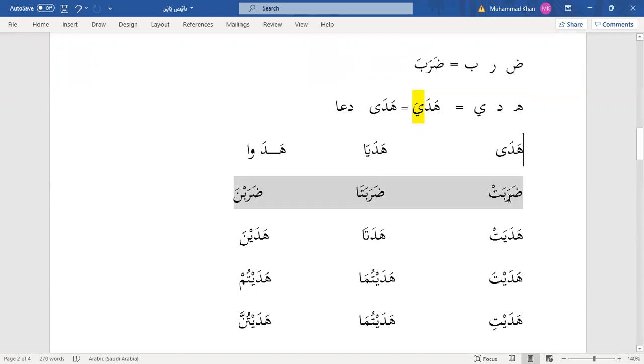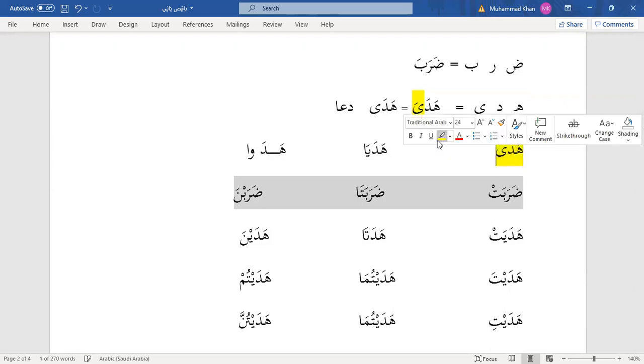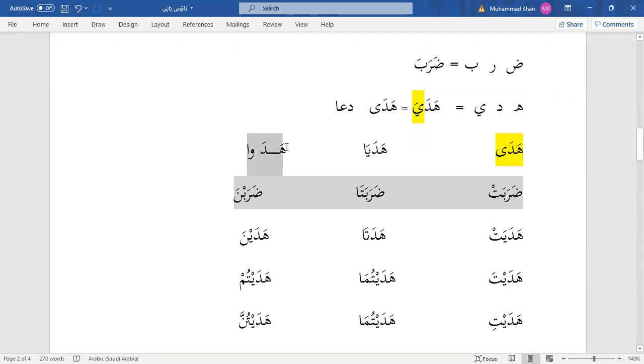And here we have darabat, and here we have hadayat. But you remember what change will take place over here? Here, the fourth one. What change will take place in the fourth one? This ya will also change. So the first has been changed, and then the third one has changed. Hadat. Excellent. You figured it out. It will be hadat.